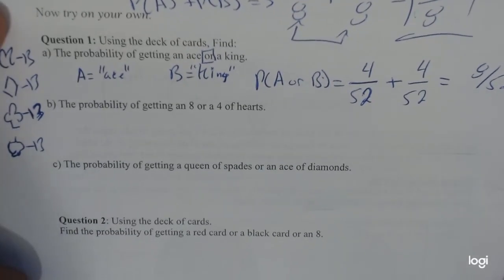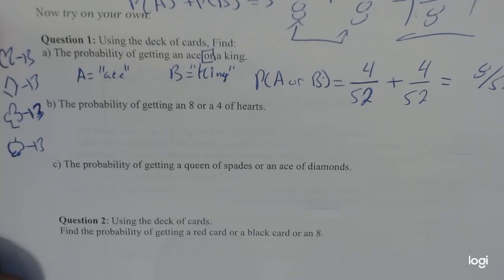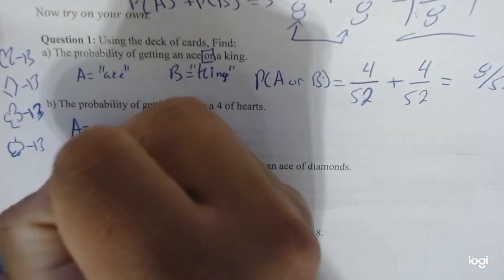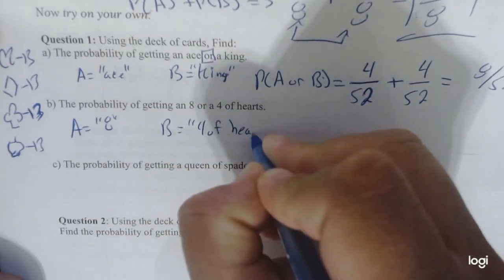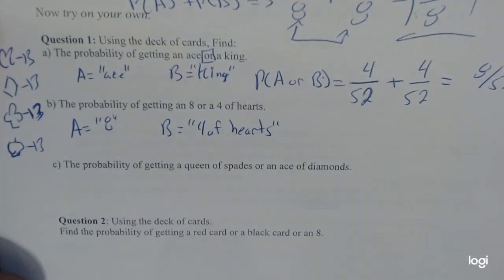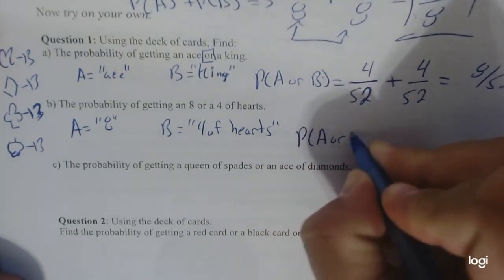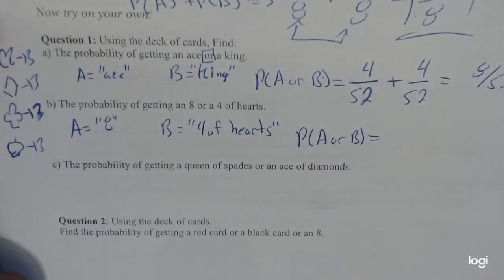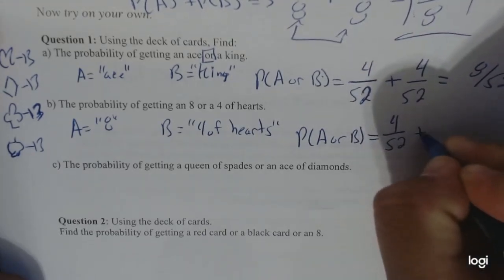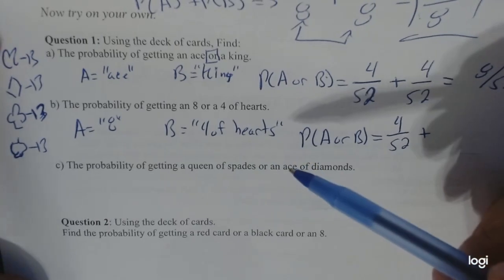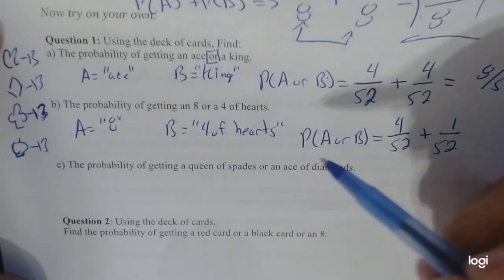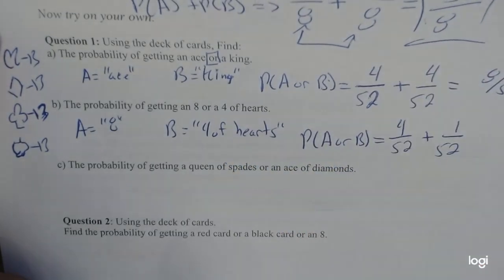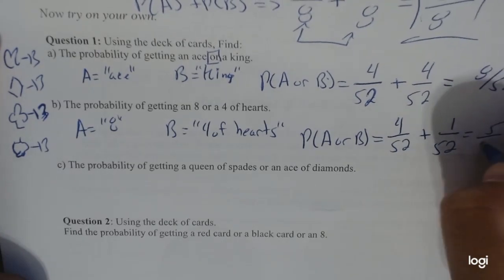Okay, all right, so let's keep going. B says, what's the probability of getting an 8 or a 4 of hearts? Event A is just getting an 8, and event B is getting a 4 of hearts. So again, what's the probability of A or B? It's just adding each one. How many 8s are in the deck? 4 out of 52. And how many 4 of hearts are there? Only one 4 of hearts out of 52, right? It's not just a 4, it's 4 of hearts, so it's more particular. Then we just add them up, so this is 5 out of 52.